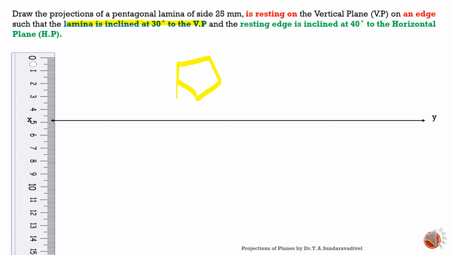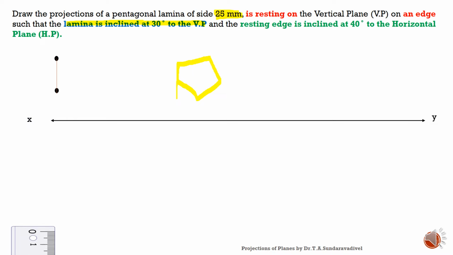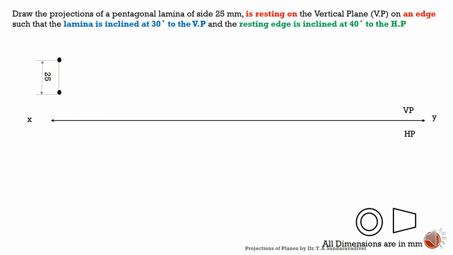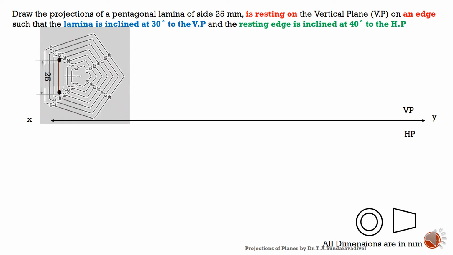I am keeping the scale perpendicular like this, and then I am taking 2 points for 25 mm. 25 mm is the side of the pentagon given in the question. Then I am keeping the engineering template, and I am fixing the 2 points that I have drawn earlier, and then I am plotting the remaining points.